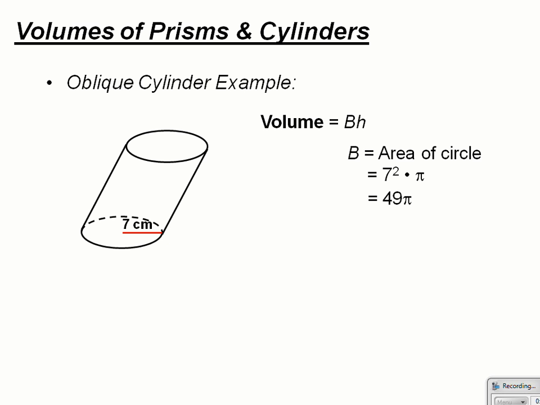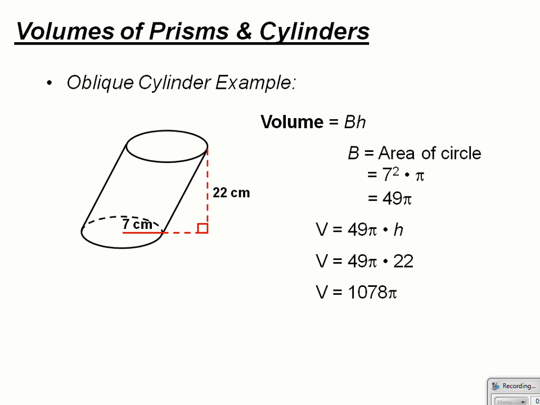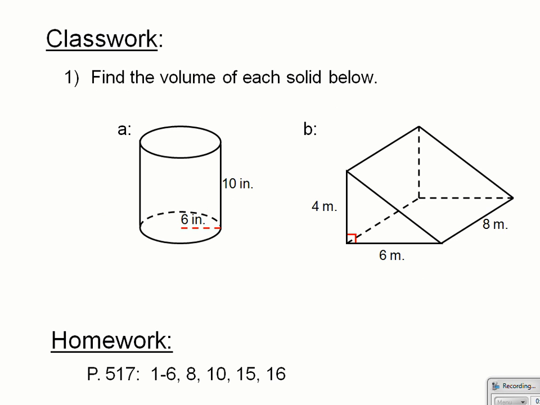But what about the height? Recall from lesson 10.1, we talked about the height of an oblique cylinder not being the slant height, but rather being the distance between the bases. So if we said that the distance between these two bases in this oblique cylinder was 22 centimeters, all right, then we just take 22 and multiply it by the area of the base, 49 pi. 49 pi times 22 gets us 1,078 pi cubic centimeters. Thus concludes today's lesson.